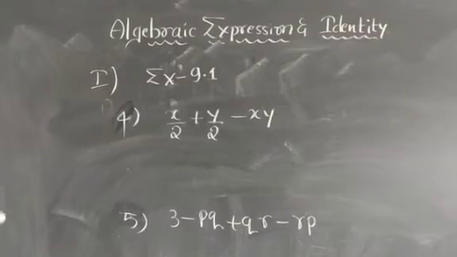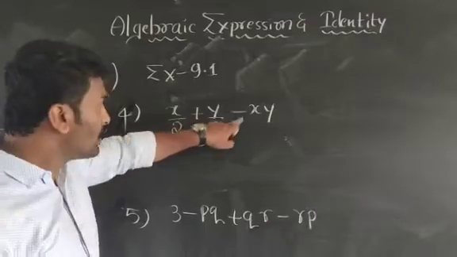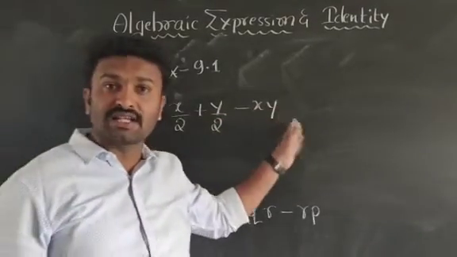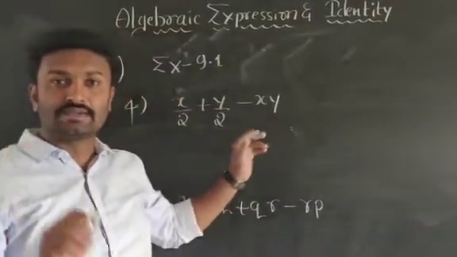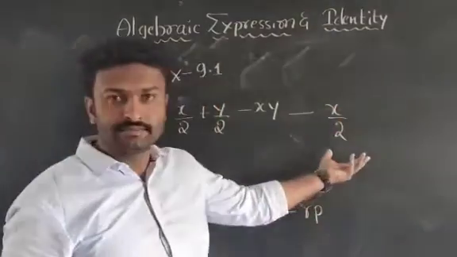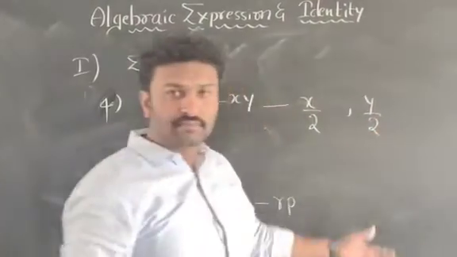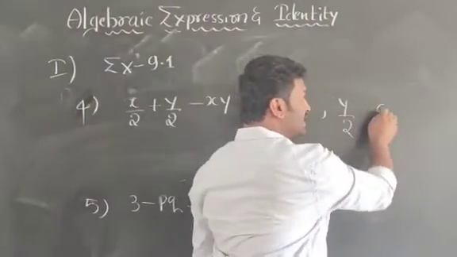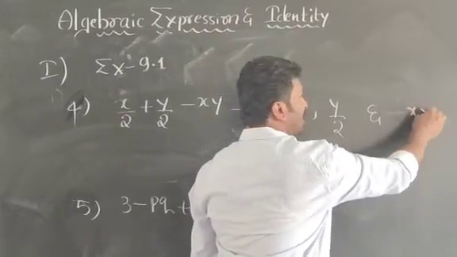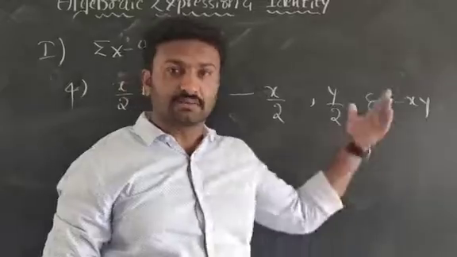Okay, fourth one, x by 2 plus y by 2 minus xy. How many terms are there in this expression? 3 terms are there. Which are those? x by 2 is one term. And one more, y by 2 is one more term. And one more term is there, minus xy. 3 terms are there. Now, you have to write the coefficients of the terms, right?